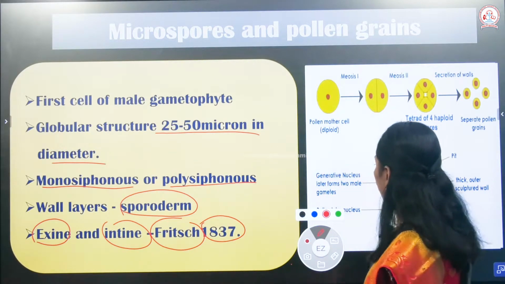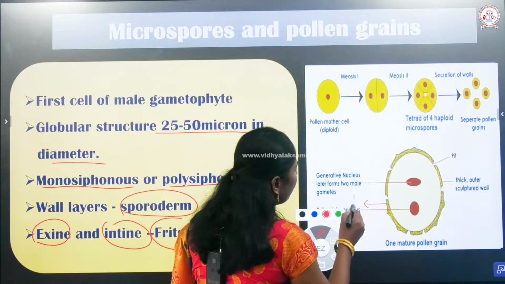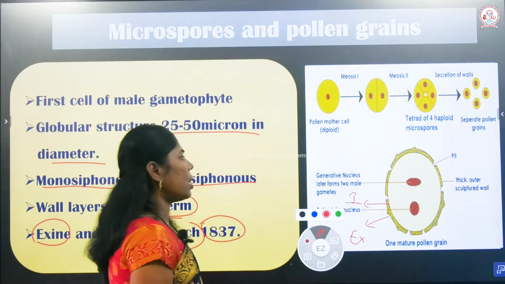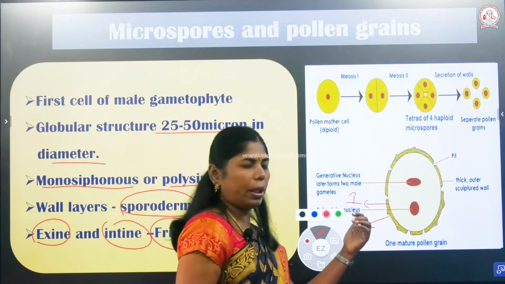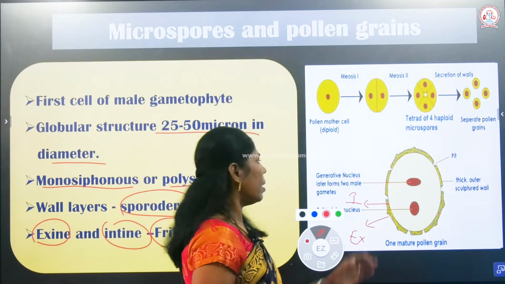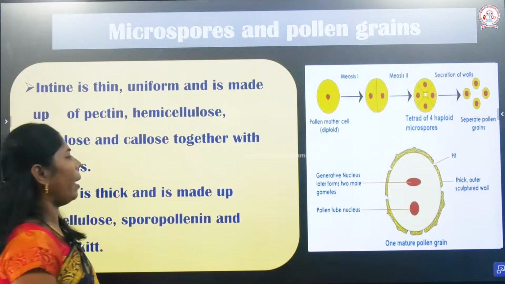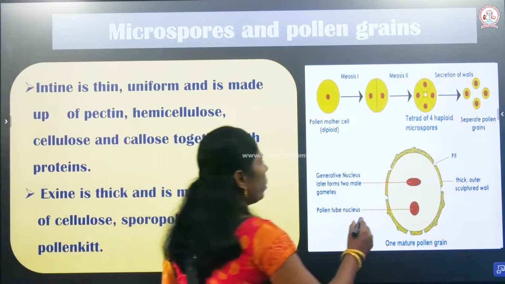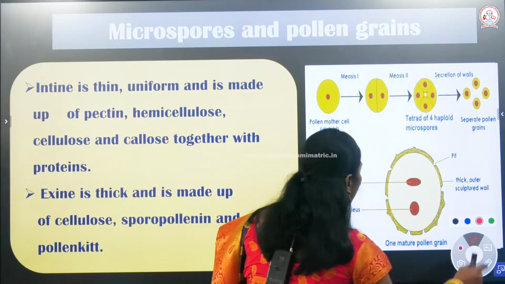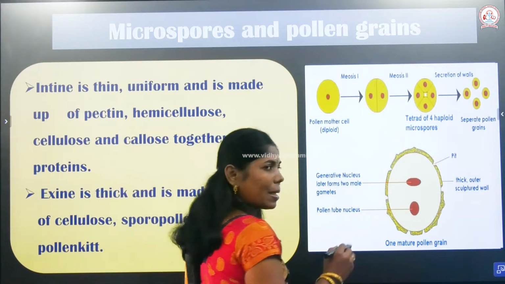You can see the picture here, this is the intine and the outer region is called the exine. The intine is a very thin layer, and the exine is a very thick layer. The intine is thin and uniform in thickness. But the outer layer, the exine, is not uniform. It is thick, but a few regions are thin.